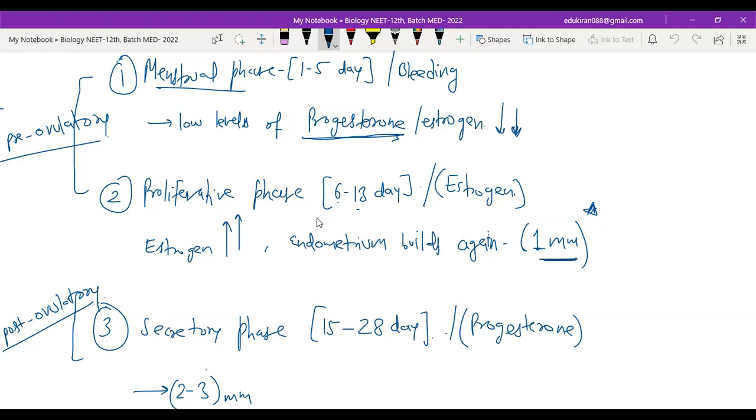What does proliferation mean? The wildlife is proliferating. My flowers, my kitchen garden is proliferating. What does it mean?